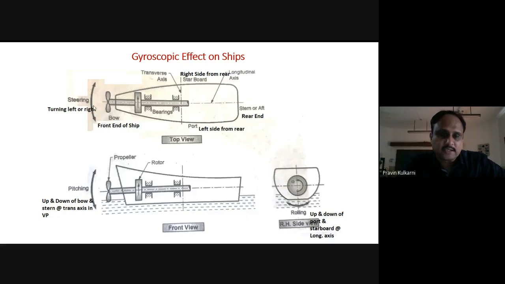So left and right is the first type of motion, that is called steering. We steer our vehicle, that's why it is called steering. What is steering? Steering is all about taking a left turn or right turn, isn't it? So that is simple to understand. Steering means taking a left turn or right turn. The second motion, seen in front view, is called pitching.